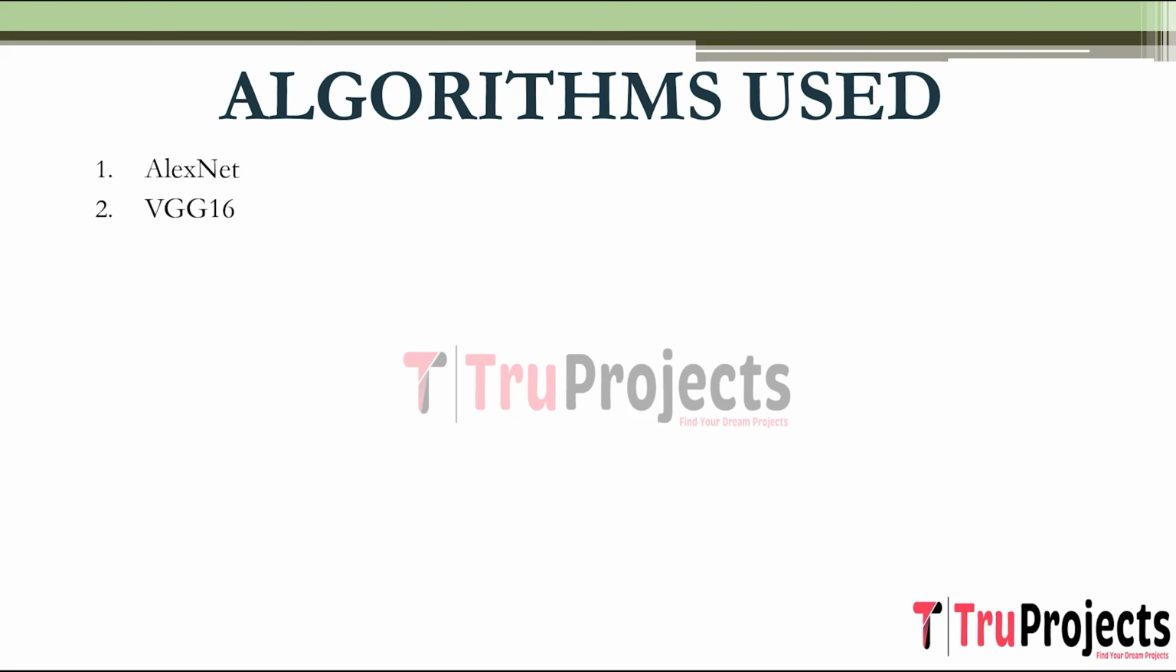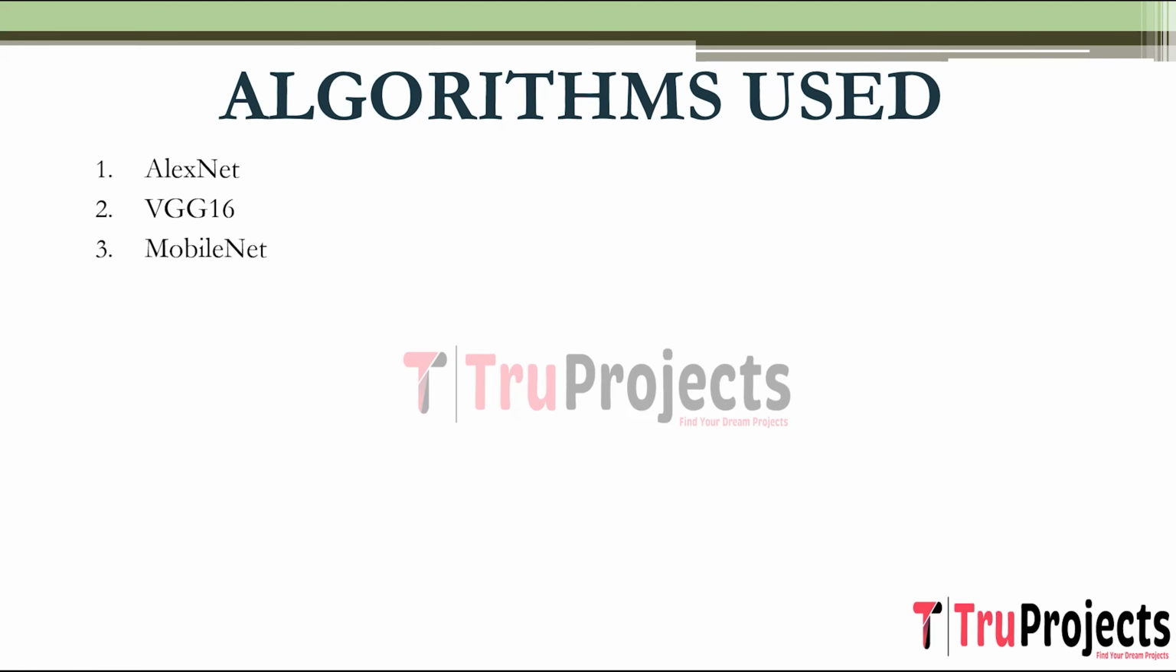VGG16 serves as a pre-trained model for transfer learning in this project. Its pre-trained weights, trained on large-scale images, are utilized to extract high-level features from histopathology images. These features are then utilized to fine-tune the model for improved malignancy detection accuracy.